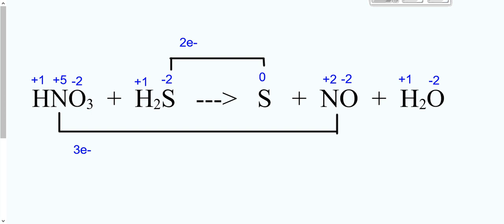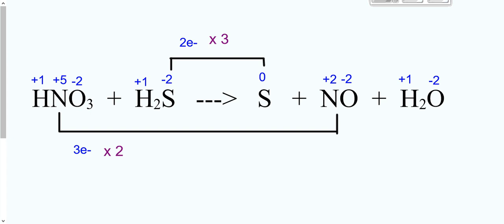Now you need the multiplier. What can I make these both into? Well, a common factor for both 3 and 2 is to make them into 6. So I'm going to multiply the sulfurs by 3 and the nitrogens by 2. If 1 sulfur moves 2 electrons, 3 sulfurs will move 6 electrons. If 1 nitrogen moves 3 electrons, 2 of them will move 6.